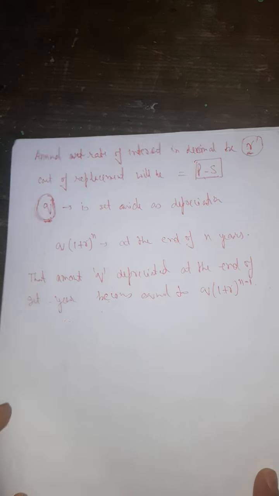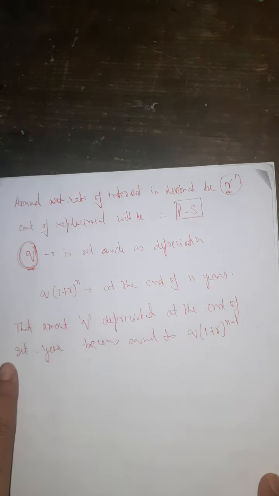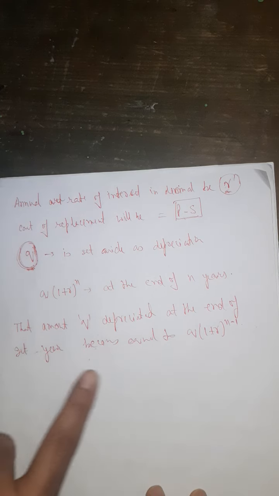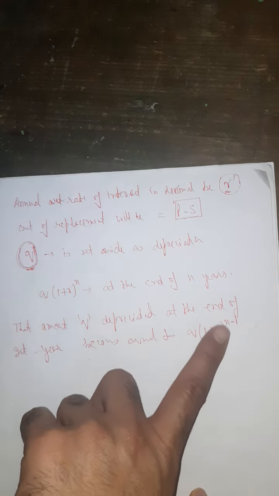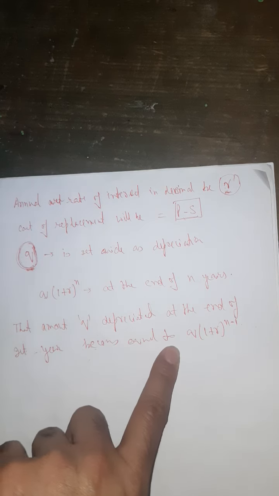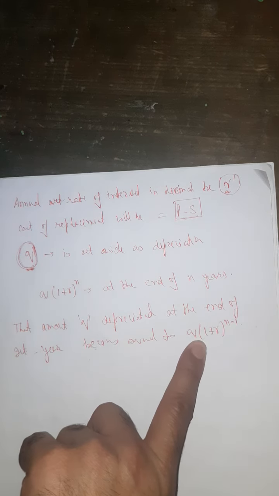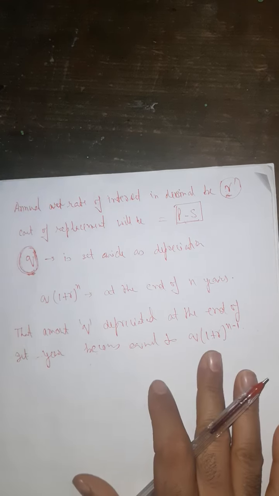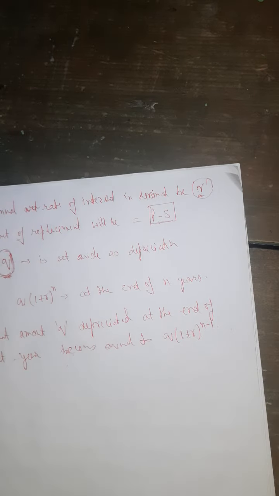Okay. So I will say the amount Q deposited at the end of the first year becomes equal to Q into (1 plus r) raised to power n minus 1, at the end of the n years. Got it? So it is simple. If you have read banking in your 10th subject, you know what this thing is.